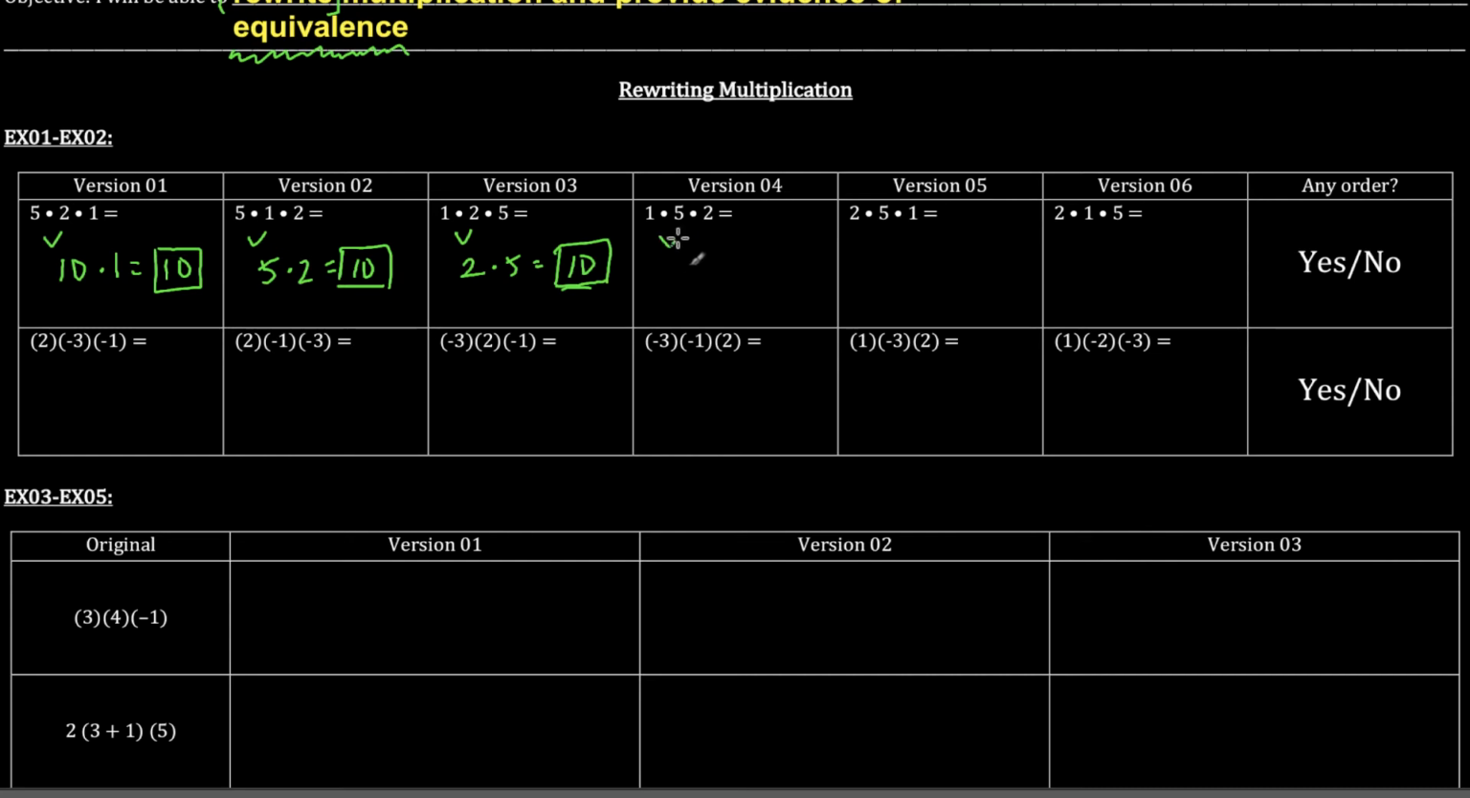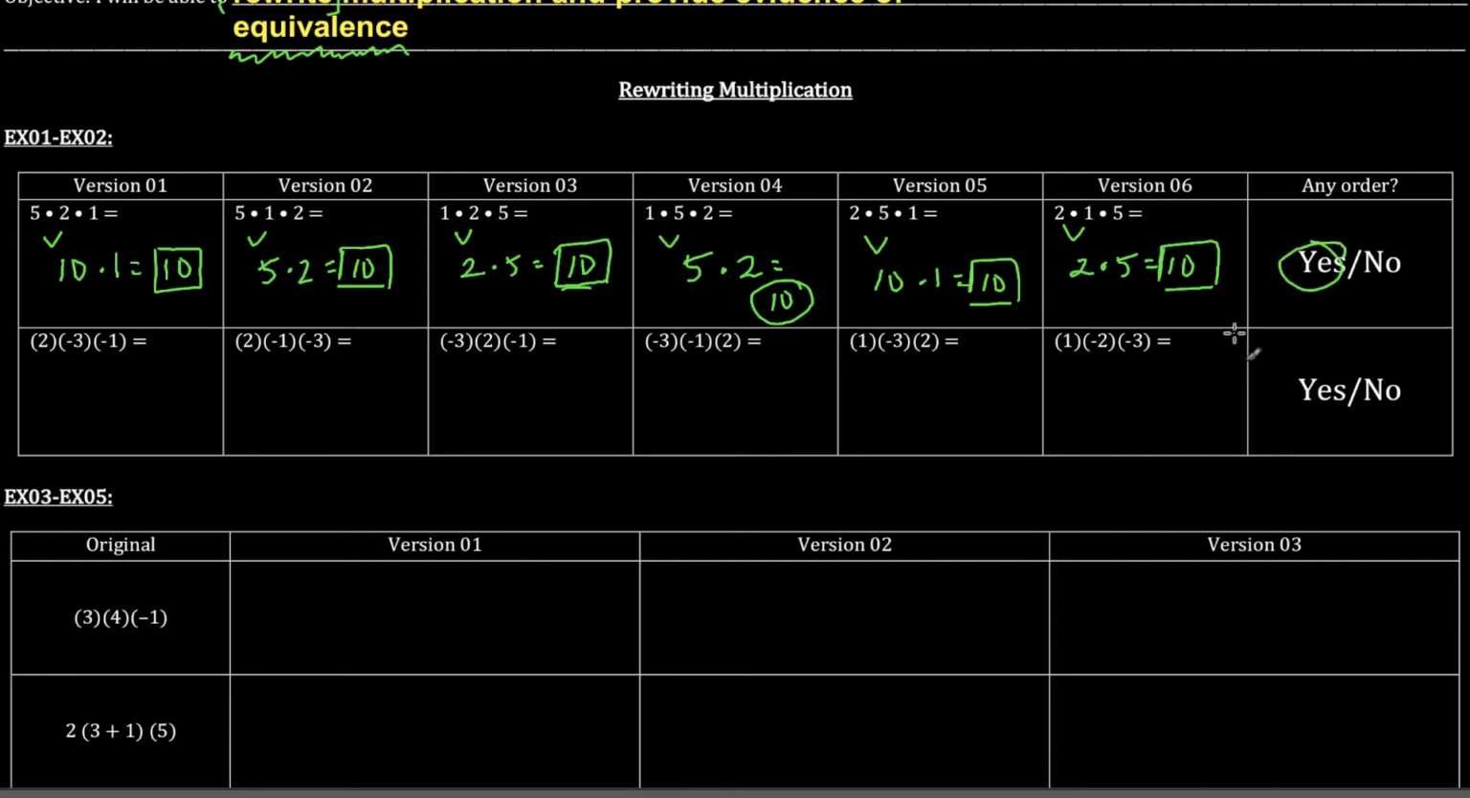Let's switch it again. 1 times 5 is 5. 5 times 2 is 10. Yeah, we have more. 2 times 5 is 10. 10 times 1 is 10. And lastly, 2 times 1 is 2. 2 times 5 is 10. So when we switch these orders, did it change the answer? No. So can I do it in any order? Yeah.